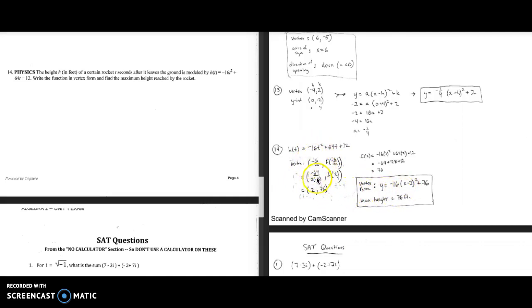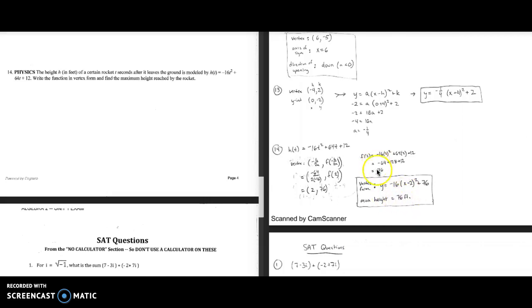So I did negative b over 2a. I got the number 2. I plugged it back in. I did f of 2. When I plugged it in, I got 76. So my vertex is 2, 76. The a value is the same, whether you're in standard or vertex form. So I just picked off the negative 16, put it in the formula: negative 16 times (x minus 2) squared plus 76. That's my formula.